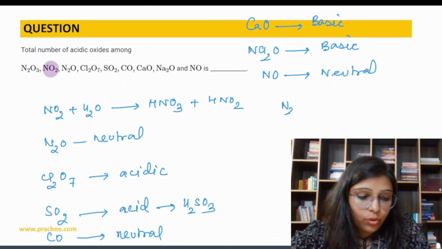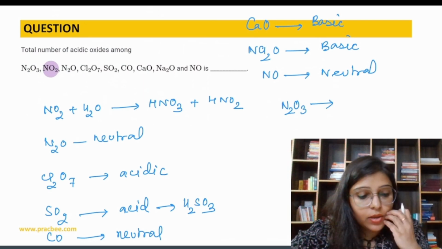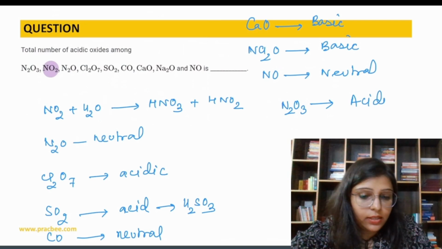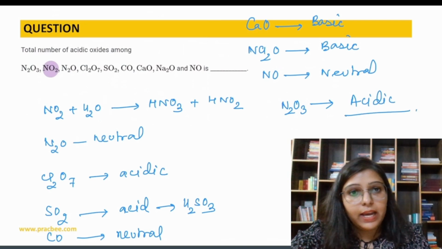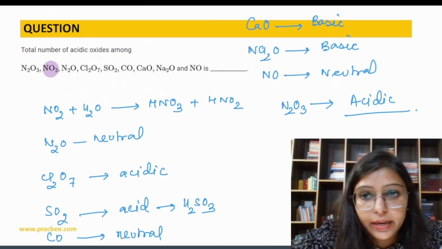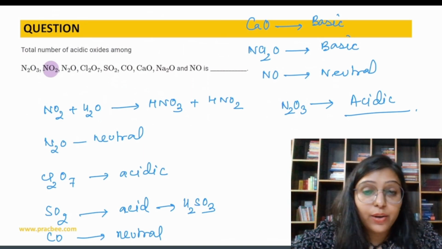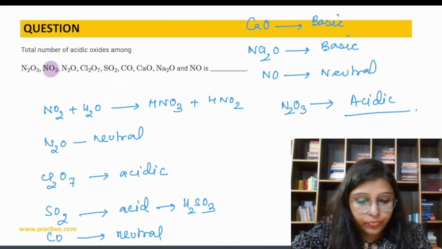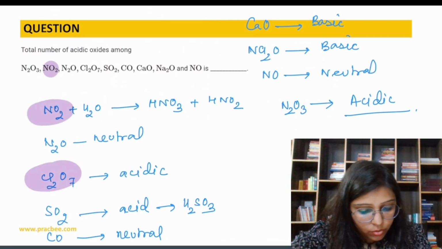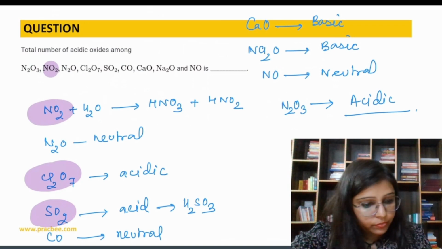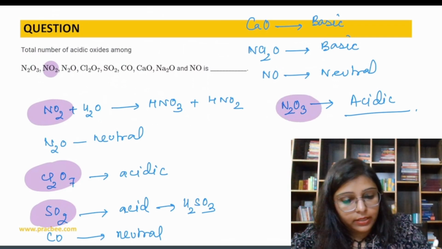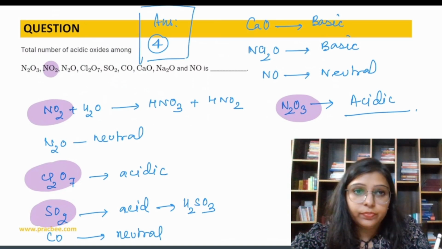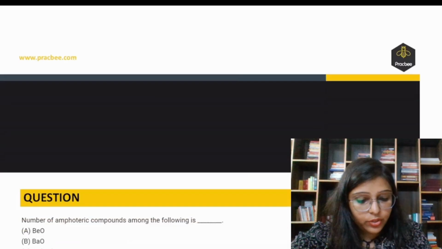Then we have N2O3. N2O3 is also going to be an acidic oxide. NO and N2O are neutral oxides. So the total number of acidic oxides is 1, 2, 3 and 4. So the answer is 4. Clear? Okay.